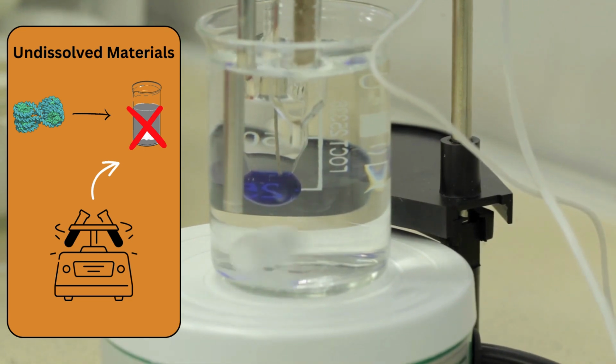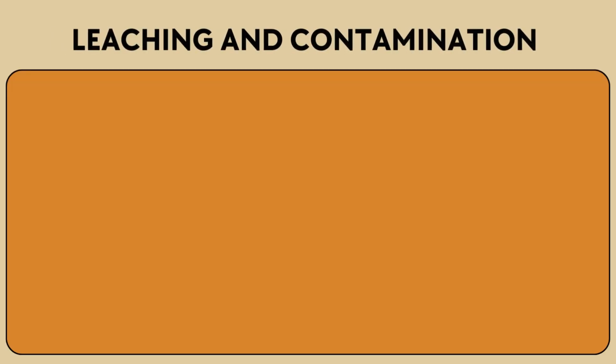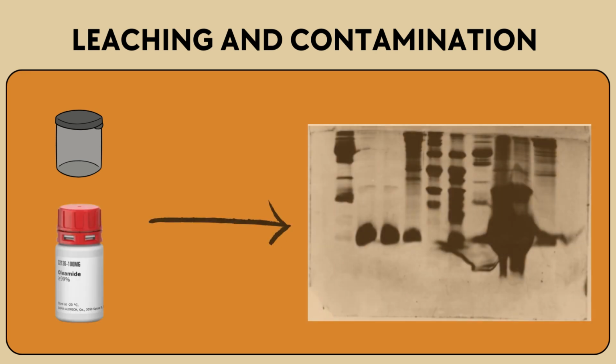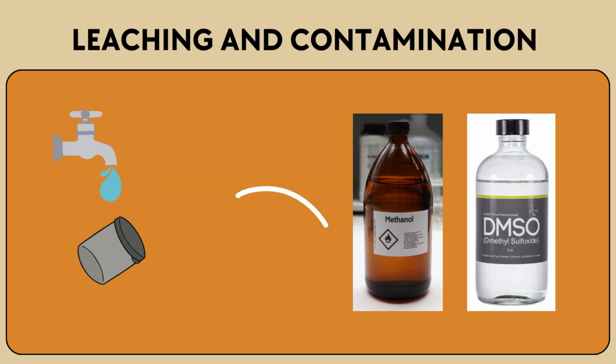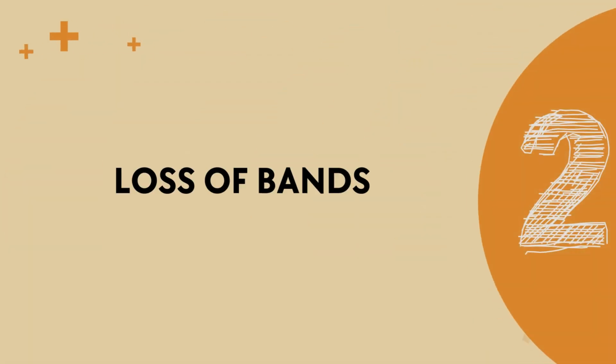Lastly, band smearing can also be caused by leaching or contamination of chemicals from the plasticware. In this case, certain chemicals from the lubricating agents used in the molding process of the gel preparation, such as oleamide, can disfigure or disrupt the bands. To troubleshoot this, it requires washing out the plastic material containing the gel with either methanol or DMSO before running the gel electrophoresis process.